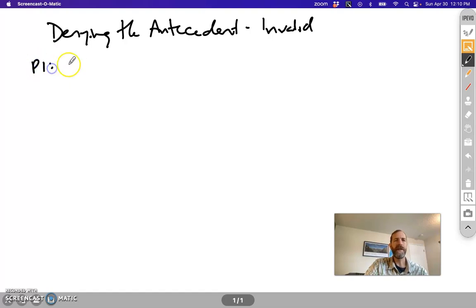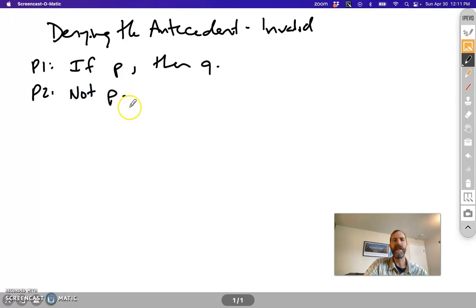So for premise one, we're going to again have that conditional statement, if P, then Q. And for premise two, we're going to deny the antecedent, which is P. So we're going to say that P is not the case. And then for our conclusion, we're going to deny the consequent, Q, so not Q. We could, again, very easily build out an example of an argument that has this exact form with true premises, false conclusion, using our George Washington beheadment claim.